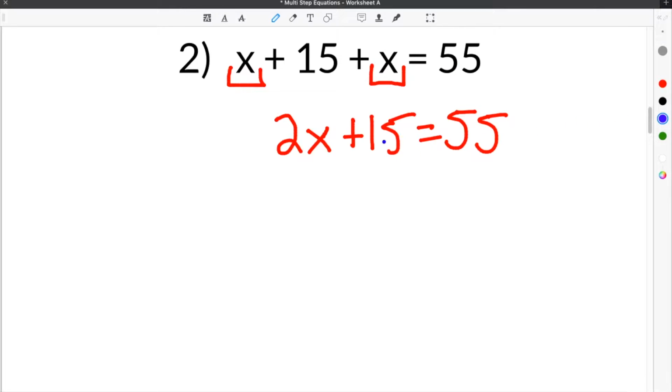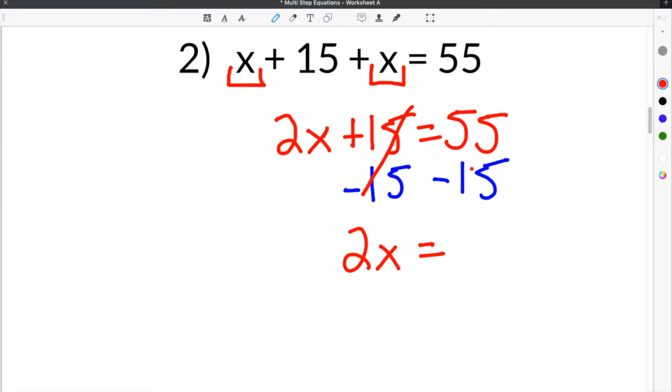Then the next step in this multi-step equation is to get our 15 over on this side of the equation so that we're left with just the variable on this side. In order to get rid of our plus 15, we're going to subtract 15. So minus 15 here, and then minus 15 here. These will cancel, and we have 2x on this side equals 55 minus 15, which is 40.